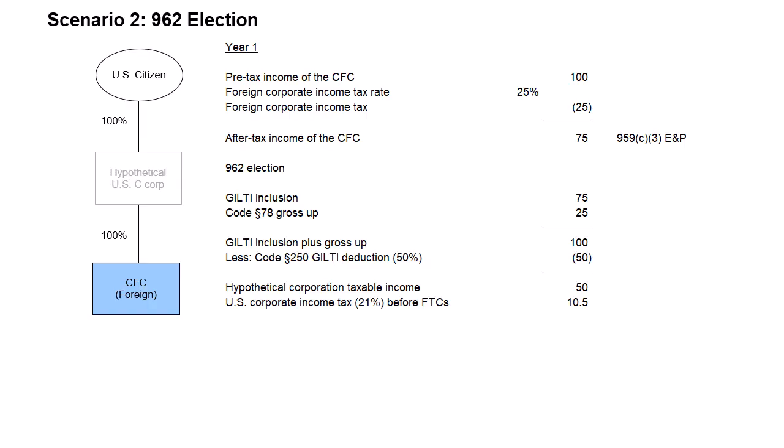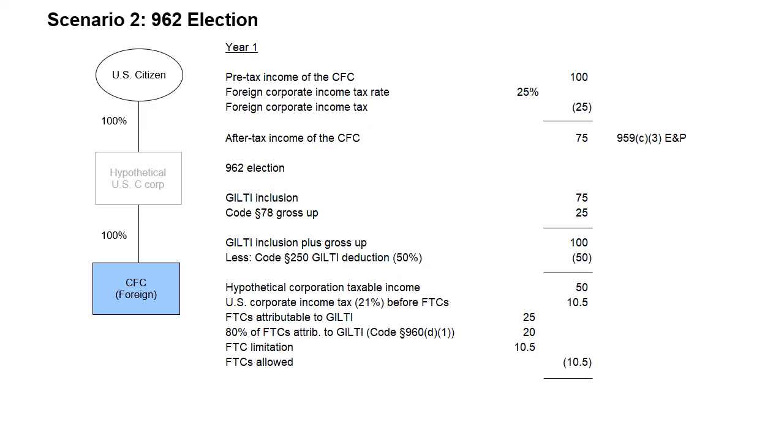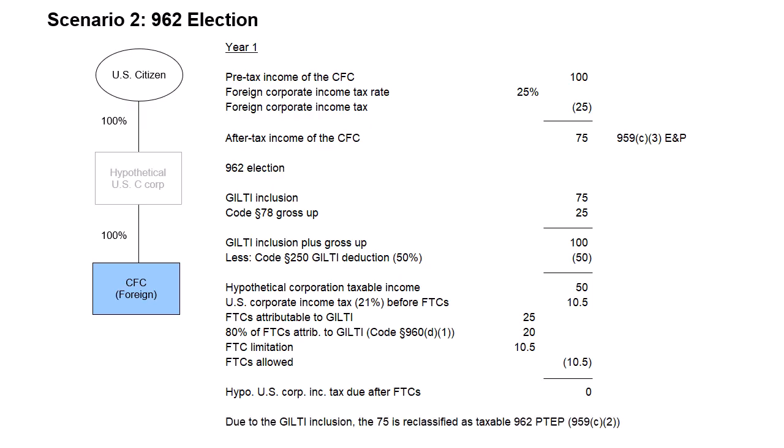The U.S. corporate tax rate is 21%, so it's 10.5 before foreign tax credits. The foreign tax credits attributable to the GILTI is 25. We can only claim 80% of the foreign tax credits attributable to the GILTI under Section 960(d)(1). That percentage changes to 90% in 2026. The foreign tax credit limitation is 10.5, so the foreign tax credits allowed are 10.5, and the hypothetical U.S. corporate tax is 0. Due to the GILTI inclusion, the 75 is reclassified as taxable Section 962 PTEP, so it's 959(c)(2) earnings, which are PTEP earnings.